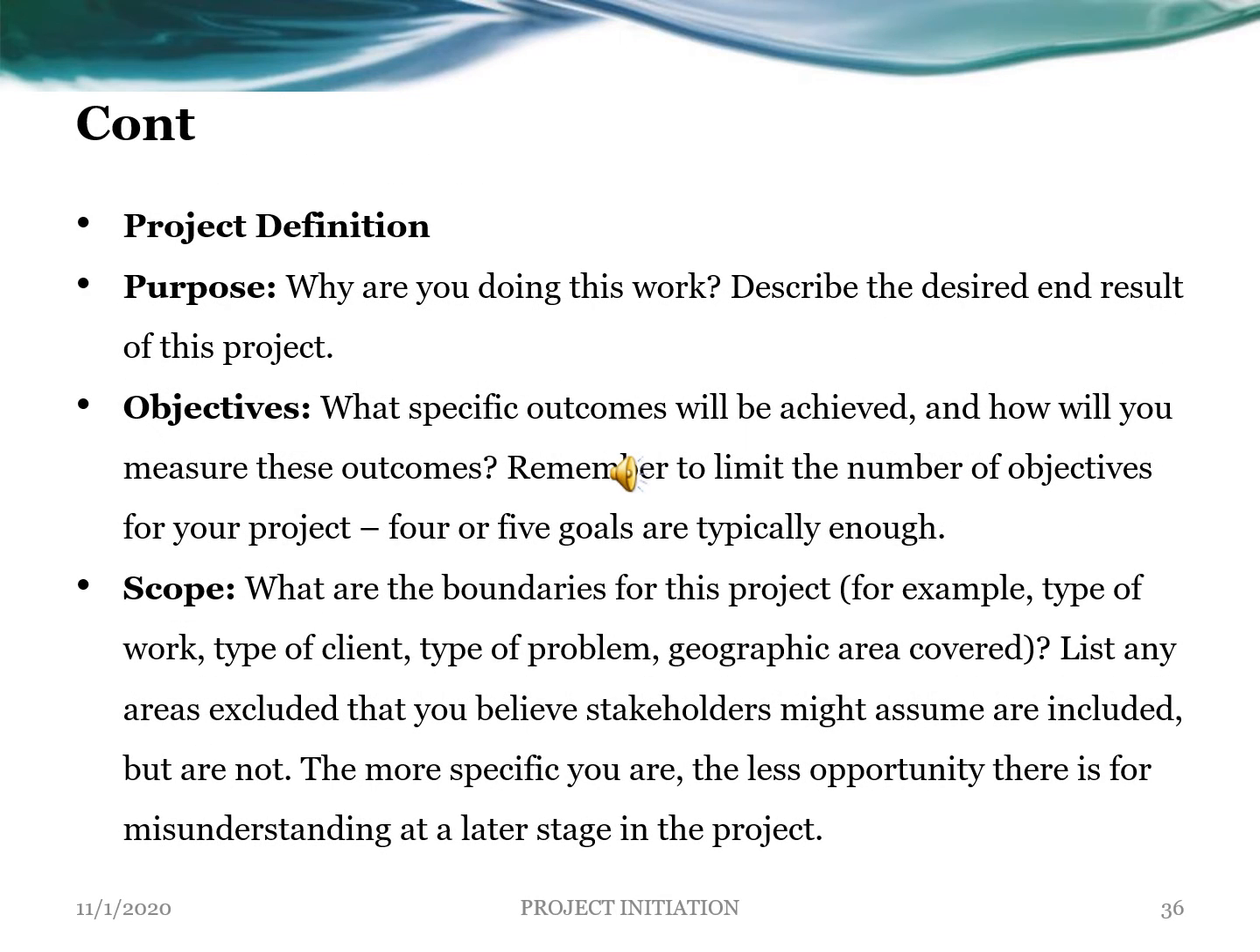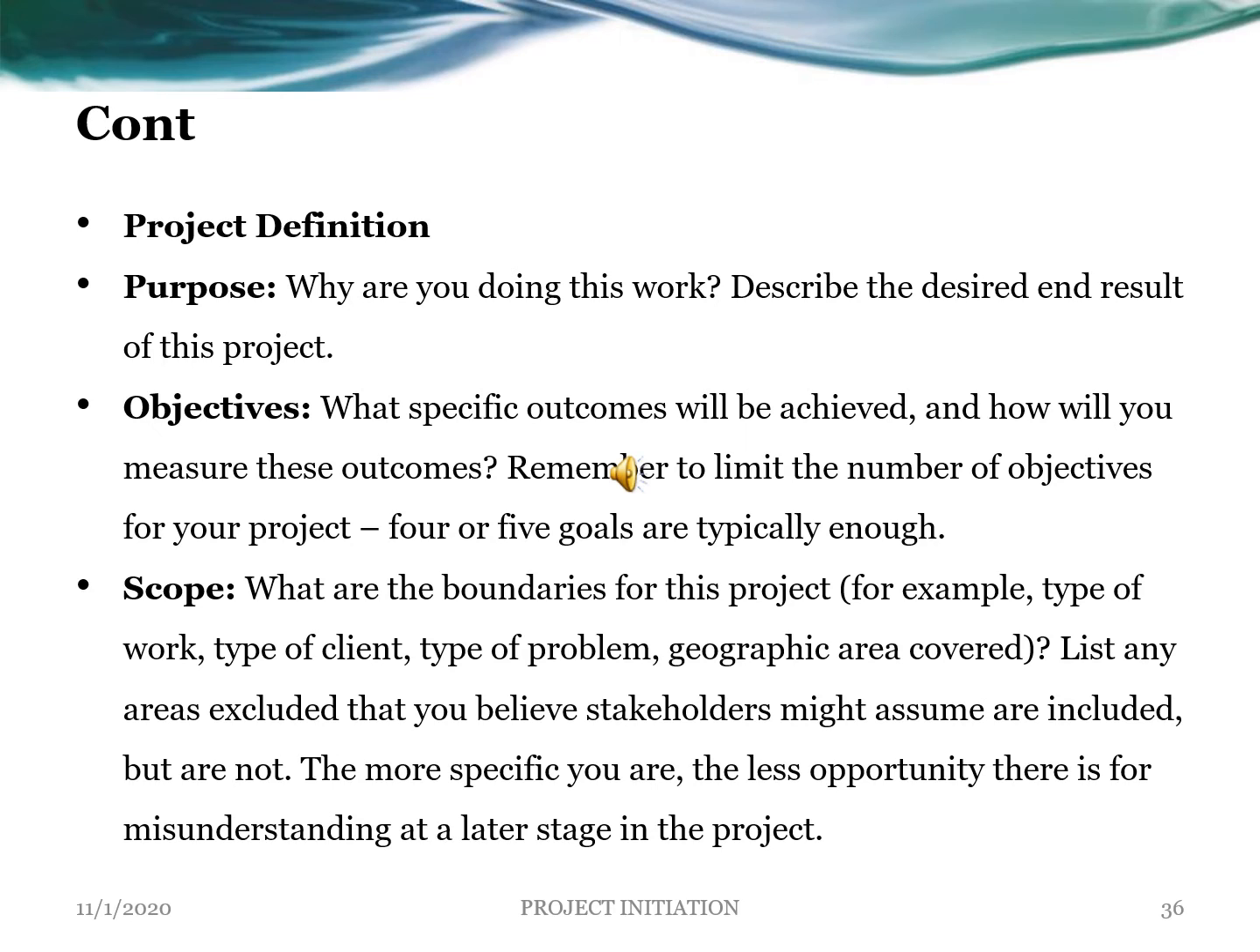Project definition. Then you have the purpose of the project. Why are you doing this work? It describes the desired end result of this project. You have your well spelled out objectives. What specific outcomes will be achieved and how will you measure these outcomes? You need to remember to limit the number of objectives for your project. Normally 4 or 5 goals are typically enough.